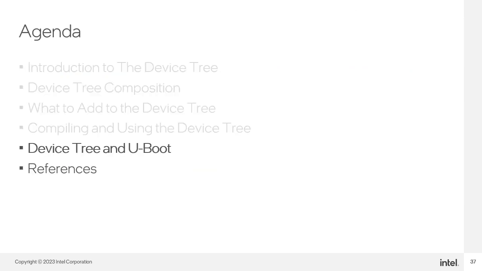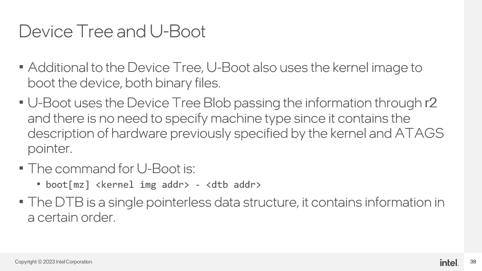The next section will describe how U-Boot takes the information from the device tree. U-Boot is also known as the universal bootloader and works with the device tree to pass information on what devices are present in the design. Additional to the device tree, U-Boot also uses the kernel image to boot the device. Both are binary files. U-Boot uses the device tree blob, passing the information through R2, and there is no need to specify machine type since it contains the description of the hardware previously specified by the kernel and the ATAGS pointer. The command for U-Boot is shown on screen to be used and pass on the information for the device tree blob.